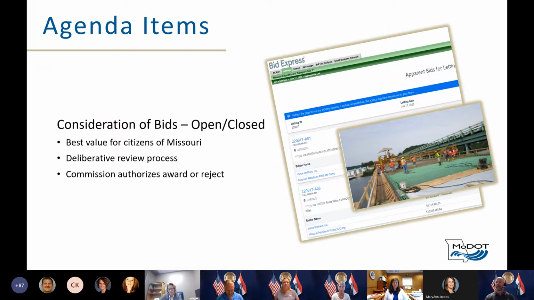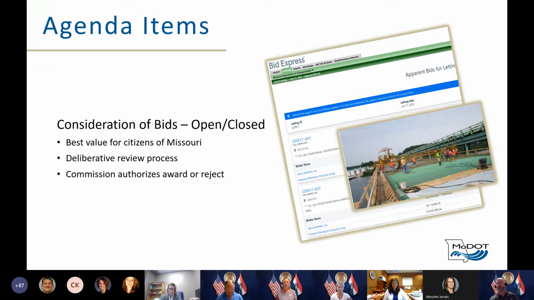So consideration of bids is presented by the state design engineer. MoDOT has monthly bid openings for road and bridge projects. The commission is responsible for ensuring we get the best value on our projects for the citizens of Missouri. We do this through a deliberative process of reviews and discussions. Bids are reviewed and analyzed by staff and then with executive management prior to the commission meeting. Action is required to request commission approval for award or rejection of bids. This is an open and closed agenda item.